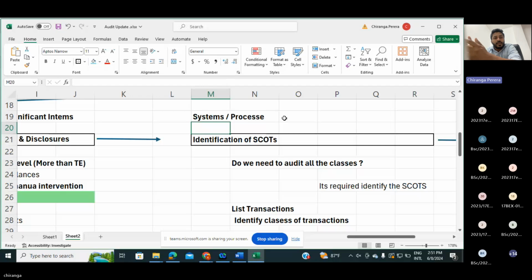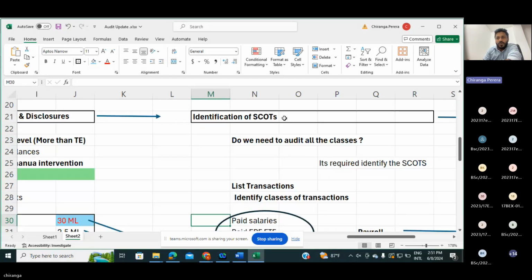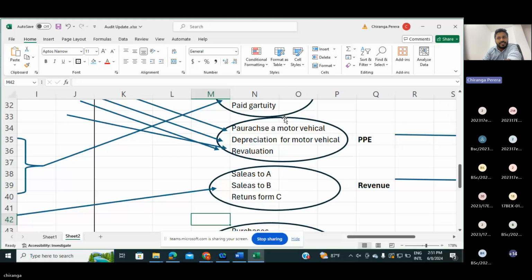Control map means once you are doing your walkthrough, you identify what are the risks, established controls, and design and implementation effectiveness, right? Design and implementation effectiveness. Right. I hope this is clear.